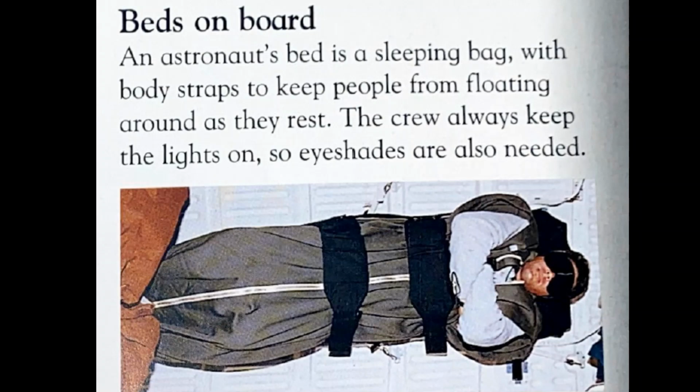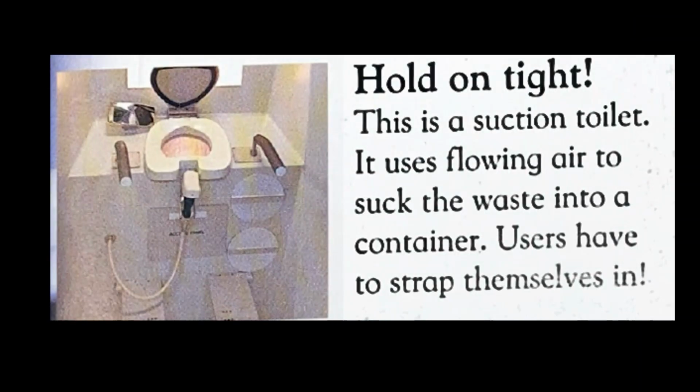Beds on board. An astronaut's bed is a sleeping bag with body straps to keep people from floating around as they rest. The crew always keep the lights on, so eye shades are also needed. And the last one, hold on tight.